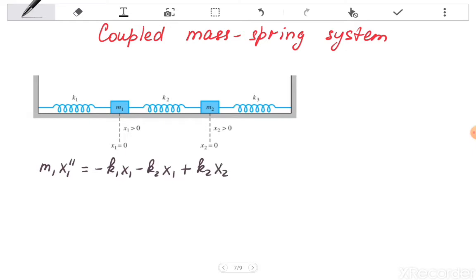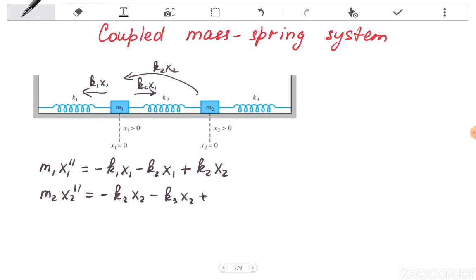You can try to find a similarity with tanks connected with pipes. If m1 is one tank and m2 is another tank, you see that these two springs will give us output of water, and the body m2 with the spring K2 will give you input of water. So the output will be K1 x1, K2 x1, and the input will be K2 x2. And similarly we can do for m2: x2 second derivative. We have the outputs minus K2 x2 minus K3 x2, and the input from the body m1, plus K2 x1.